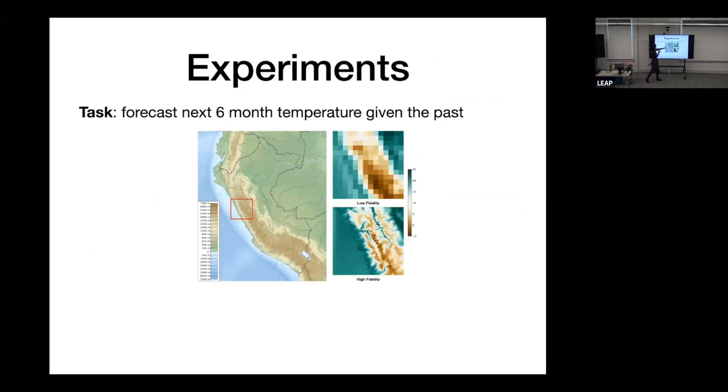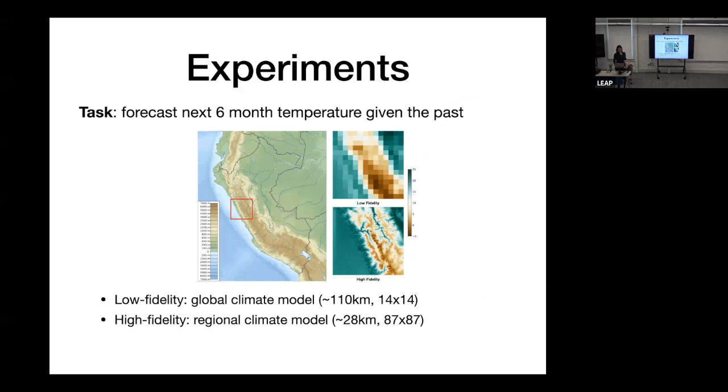We have this region in South America, and we have low fidelity data coming from GCM, and high fidelity data which comes from RCM. So we want to combine these different data to predict the climate.